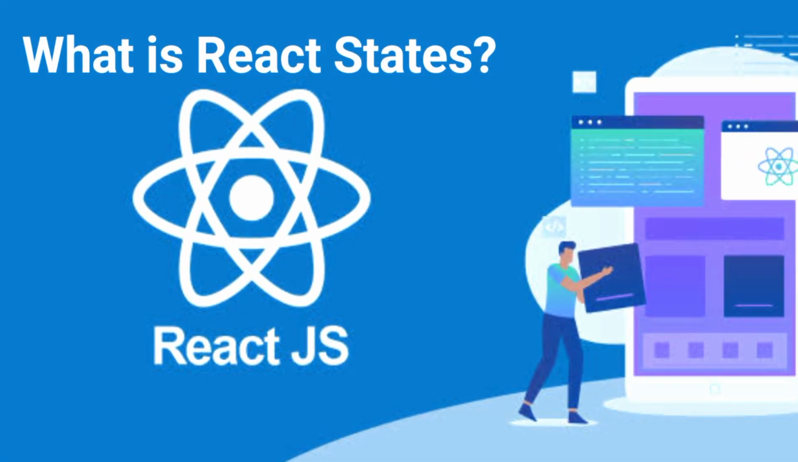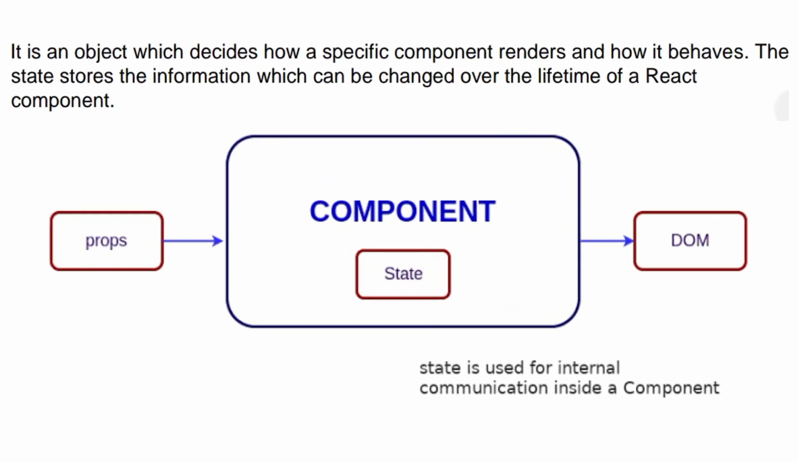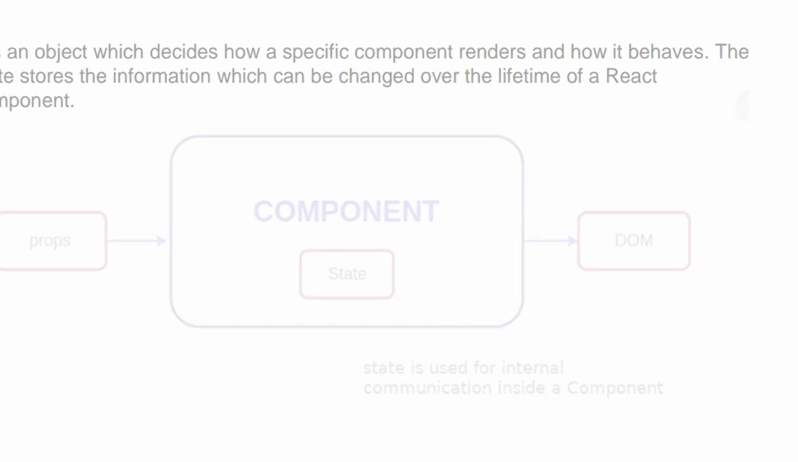Then second question is, what is React state? React state is an object which decides how a specific component renders and how it behaves. The state stores information which can be changed over the lifetime of a React component. State is used for internal communication inside a component.